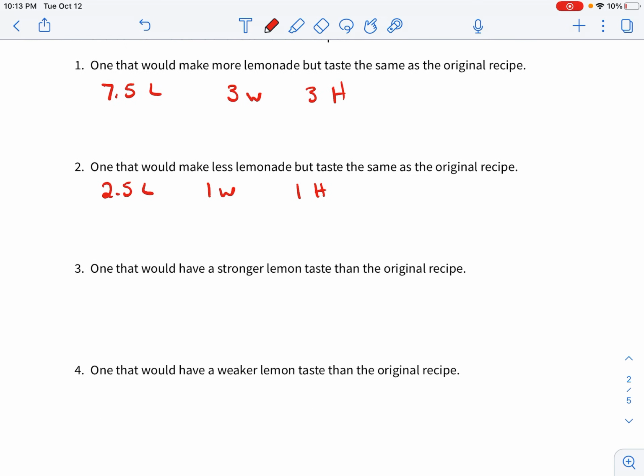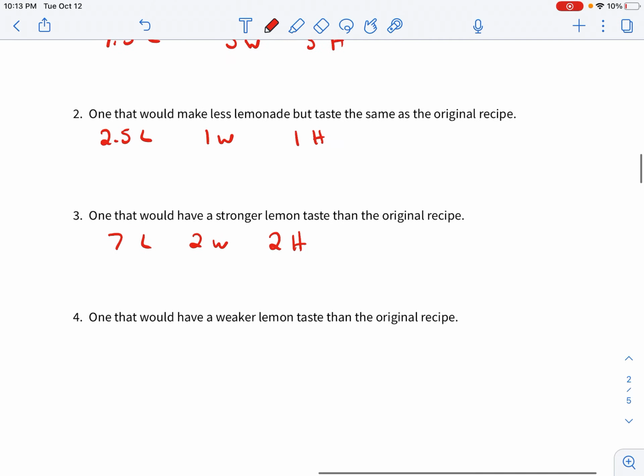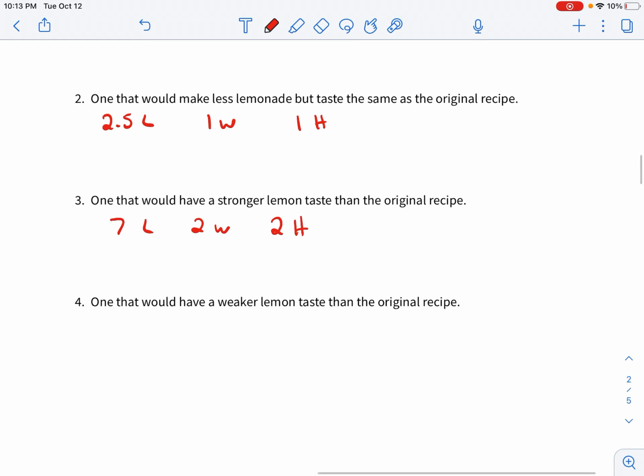Okay, next one that would have a stronger lemon taste than the original recipe. So obviously we want to increase just the lemon, so it is a stronger lemon taste. So let's just say we use 7 lemons. We can stick with the 2 cups of water and 2 tablespoons of honey. Right, that's going to have a stronger lemon taste, but it's not going to be much more than the original recipe.